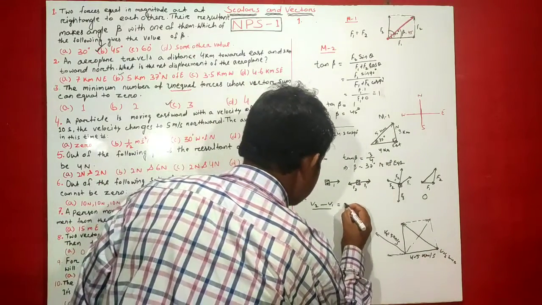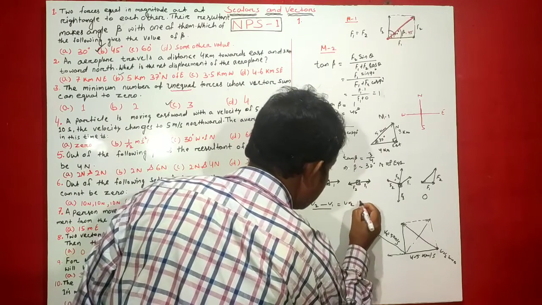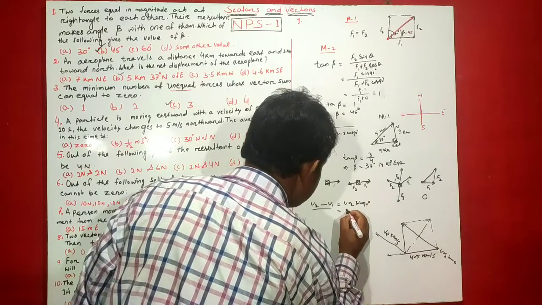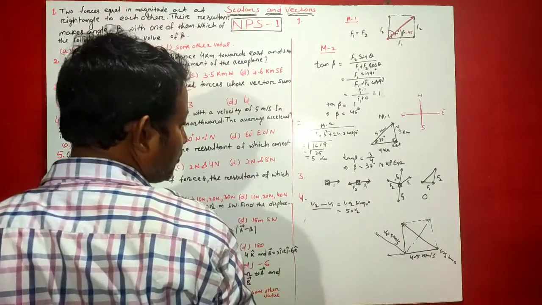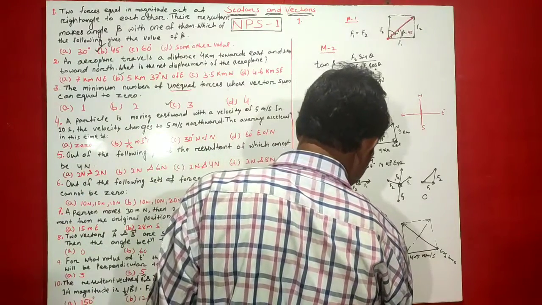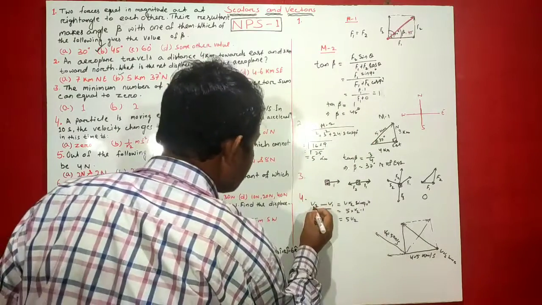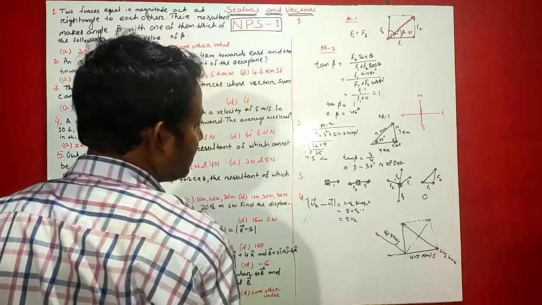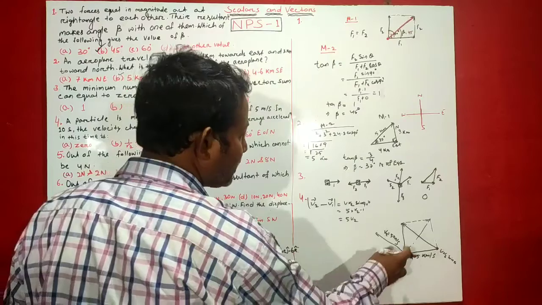That means V1 or V2. So V root 2 sine 90. V is 5 into 2. Sine 90 is equal to 1, so 5 root 2. The magnitude of V2 minus V1 is 5 root 2. What is the direction?